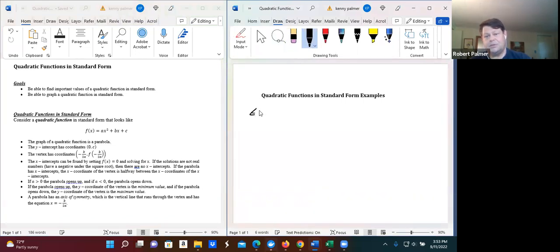So let's look at this first example. Okay, so number 1 is going to be, excuse me, I want to find where I wrote that. f(x) is equal to x squared minus x plus 6.